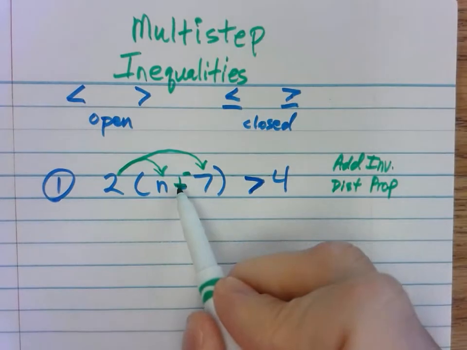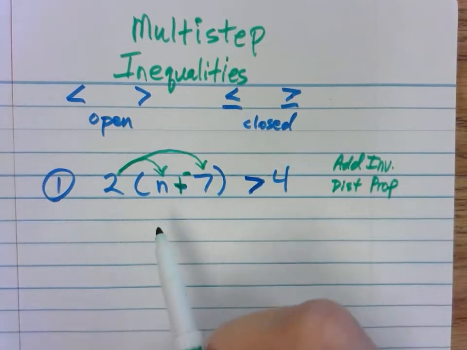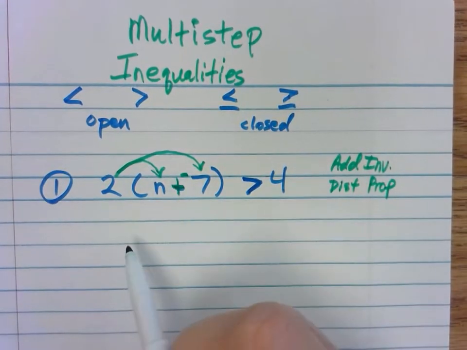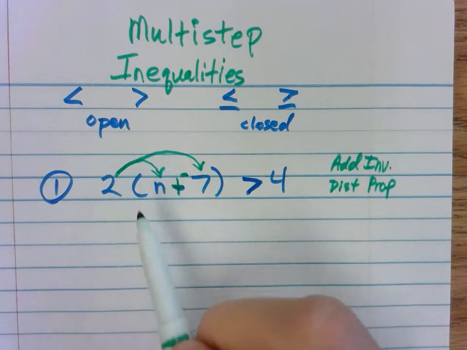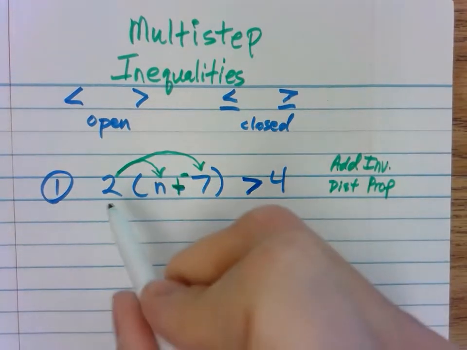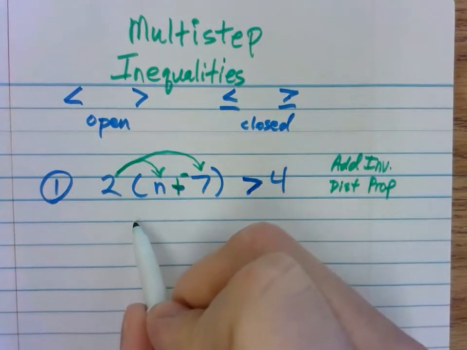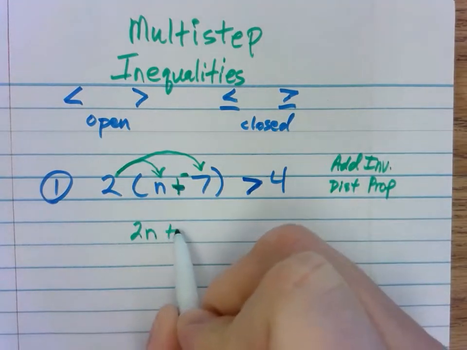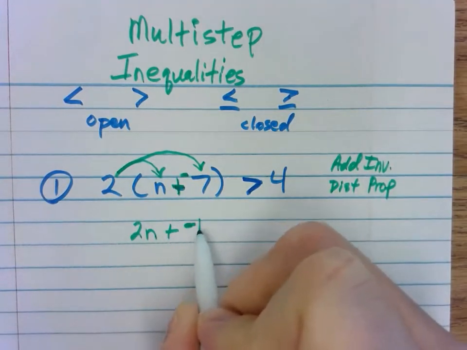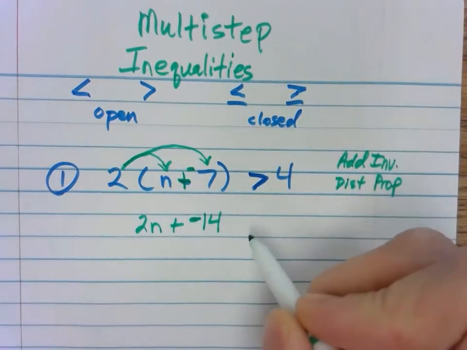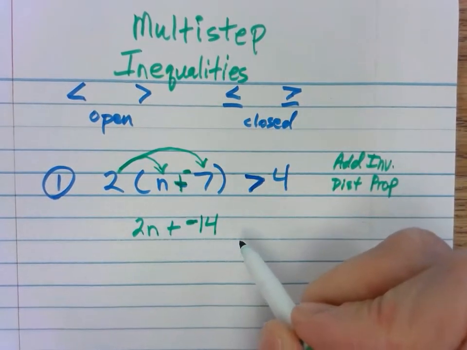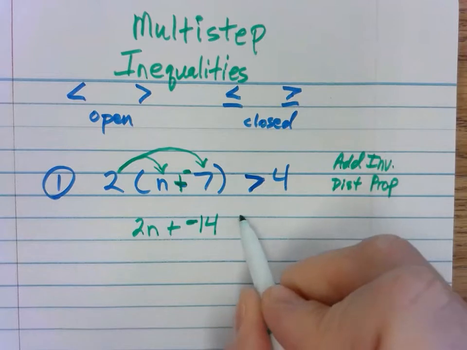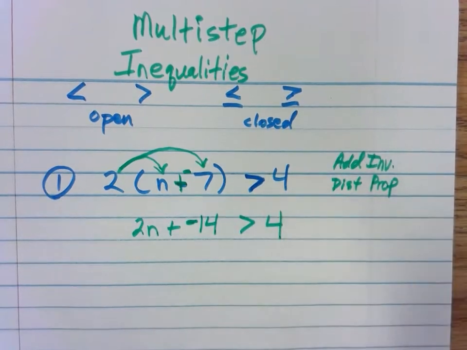So anytime you see a subtract sign, go ahead and do additive inverse to that. Just make our little plus negative there. And then if you want to draw your arrows out for distributive property. So here we go. What's 2 times n? Of course, that would be 2n. And 2 times negative 7 would be negative 14. And I'll just copy down the rest. So now I've got 2n plus negative 14 is greater than 4.